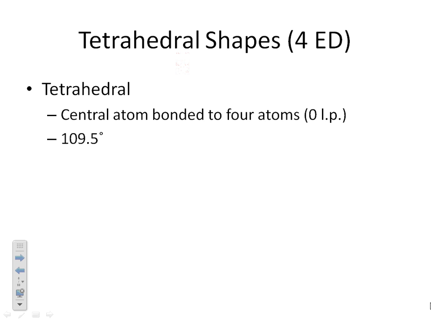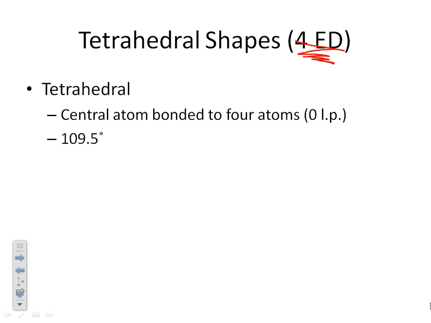So the next category, so now we're moving on. Now we have 4 electron domains, right? 4 electron domains right here. And this is called the tetrahedral category. Anytime you have 4 electron domains, you're falling under the tetrahedral electron domain geometry.